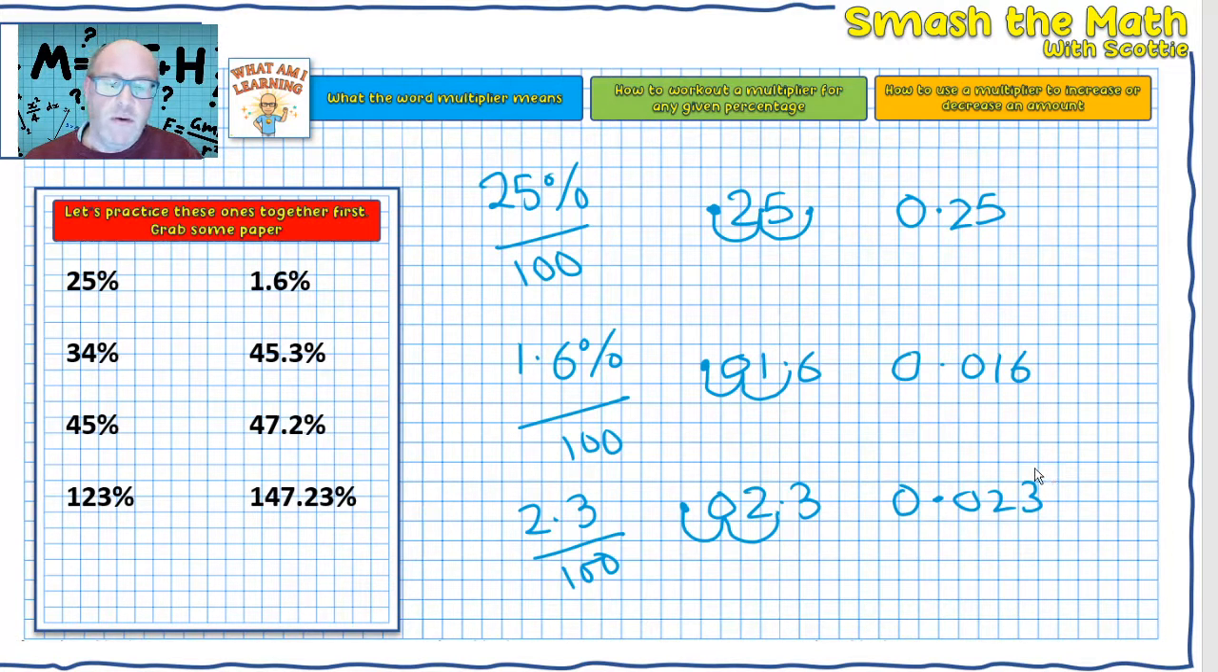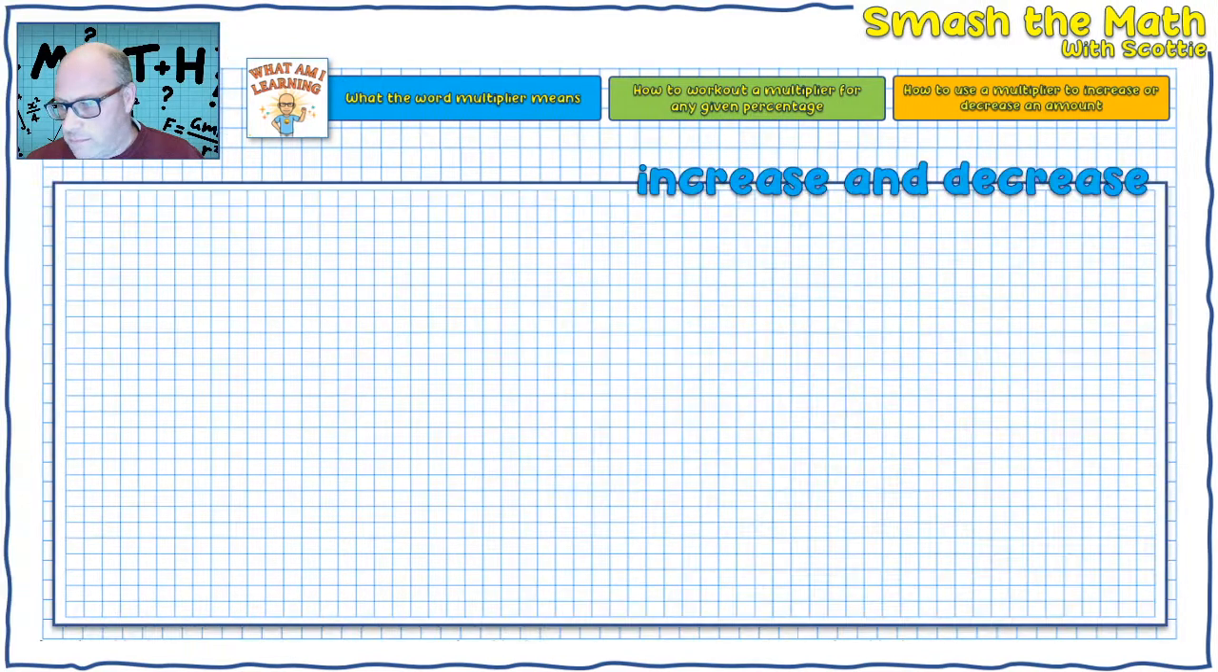So it's just a matter of dividing it by 100, shifting it 2 places each time. With a bit of practice, you'll be able to do that without any problem. Okay? Right, so that's finding a multiplier. Now what we're going to have a look at is using them to increase and decrease an amount.